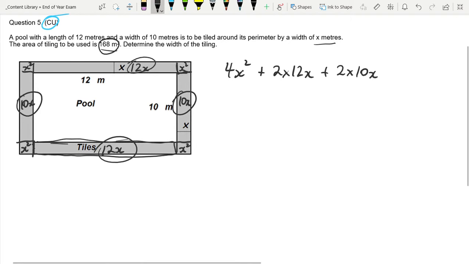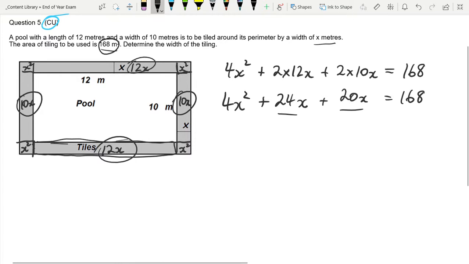And so that tiled area is defined by that expression. Now we have said that that is equal to 168 square metres. Let's tidy this up a little bit then. We've got 4x squared plus 24x, plus 20x, is equal to 168. Now we can collect like terms, so we've got 4x squared plus 44x is equal to 168.